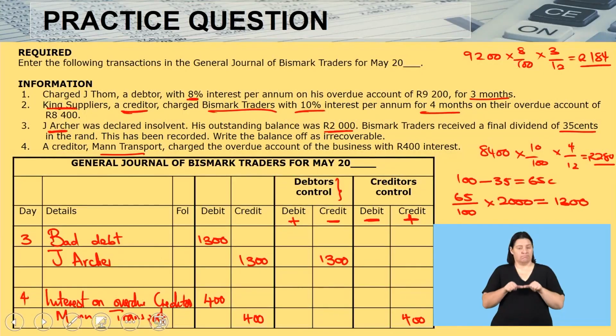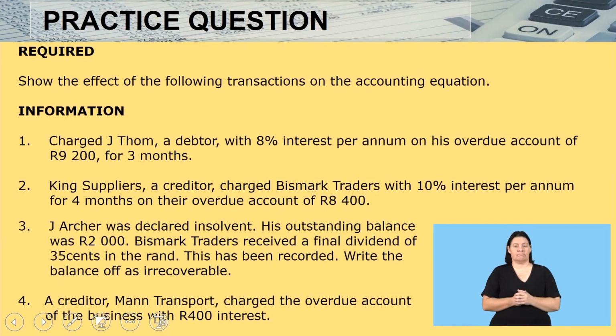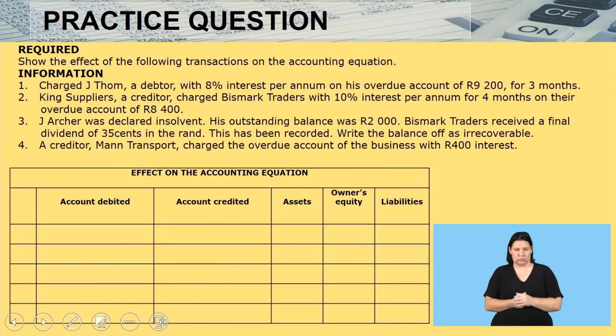We will move on to the next question. It says, show the effect of the following transactions on the accounting equation. Let's quickly do that. Number 1, charged J. Tom, a debtor, with 8% interest, and we have already calculated this initially when we did the GJ. So already you know here your interest is 184.